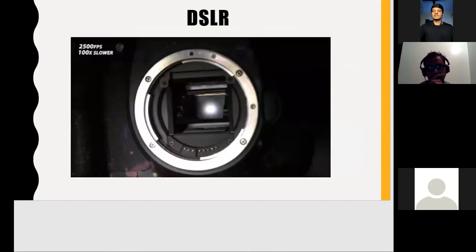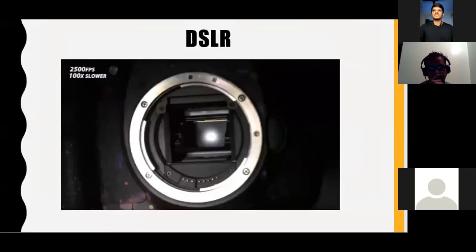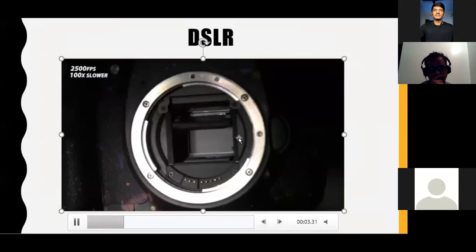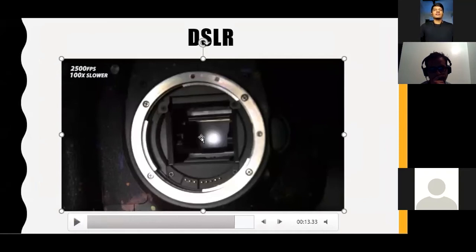This is going to be a very short video of the mirror in a DSLR. I'll be playing this now. As you can see, there's a mirror over here that reflects light. When the picture is taken, the mirror flips up and the shutter comes down, and that exposes the sensor to the light that is entering the camera. When the camera decides, okay, that's it, the picture is taken, the shutter comes and covers it over again so that there's no more light entering the sensor, and the mirror comes down again.